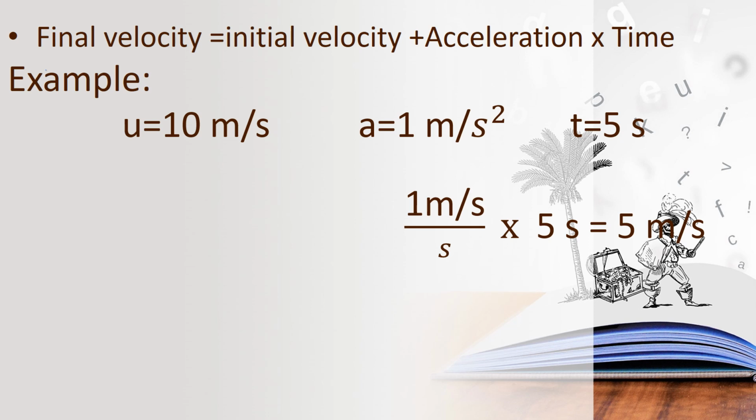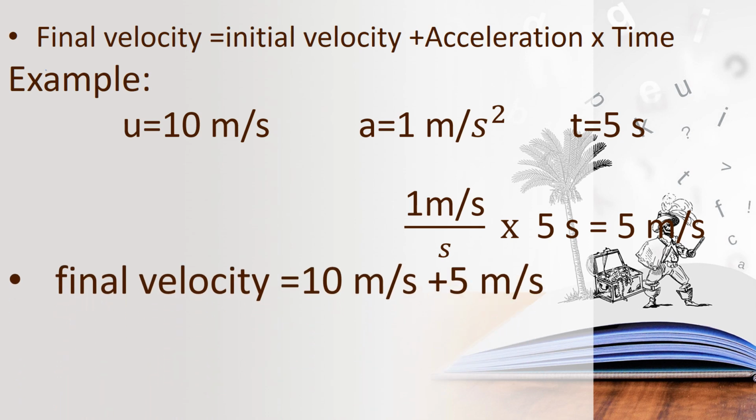So we can find this final velocity very easily, is it? Now we have the initial velocity and we got the change in velocity as 5 meter per second. Is it, children? So if we add these two, we can easily find the final velocity. Final velocity equal to 10 meter per second plus 5 meter per second.